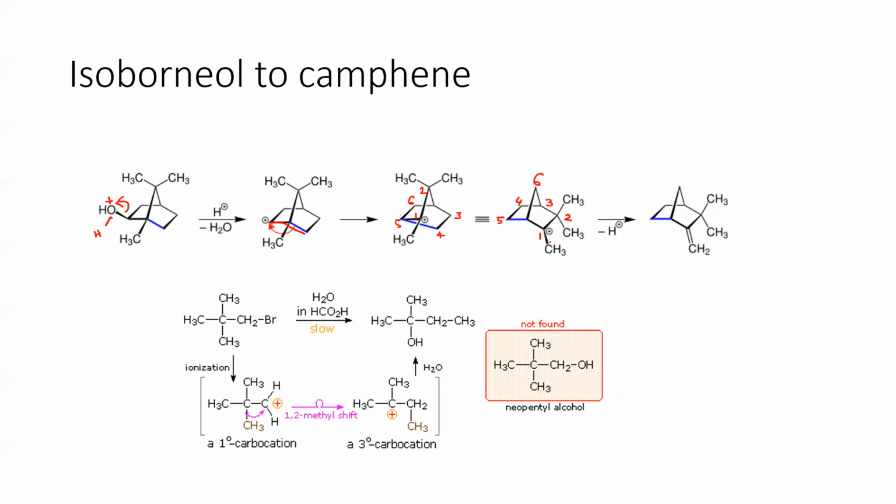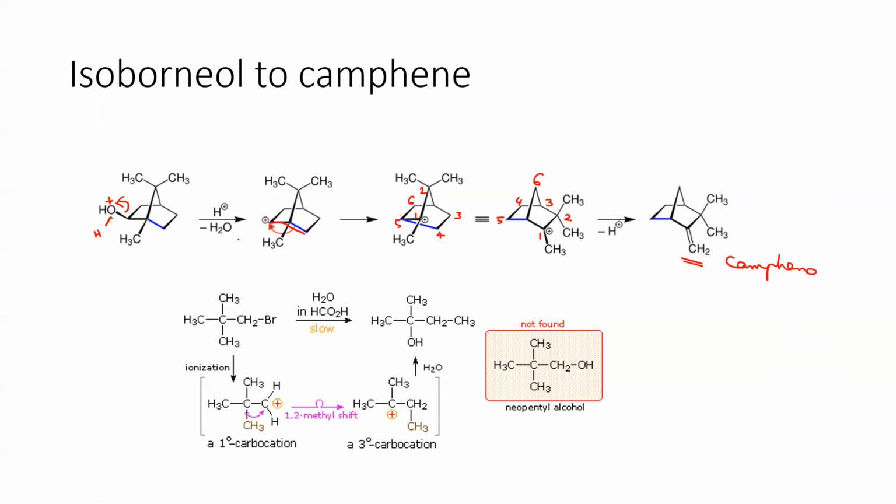Okay, again, what happens is that here there is a possibility of what we call a methyl shift. This is actually a tertiary carbocation. Here the removal of a proton is happening, and as a result of that, this alkene is formed as a co-product, and this is camphene.